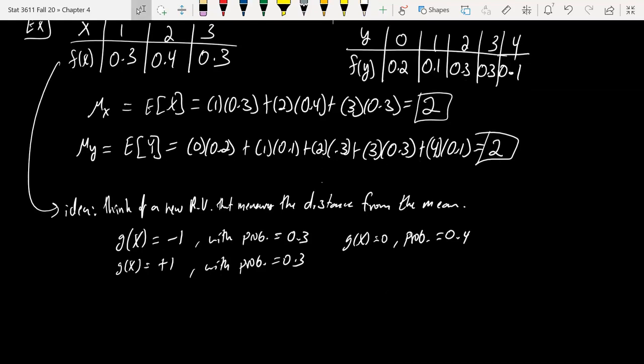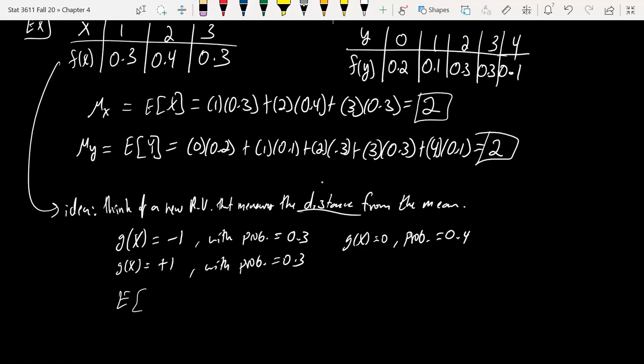All right. Now, if I'm talking about distance from the mean, I don't really care if I am to the left or the right of it, in terms of negatives. So what I'll do then is look at the expected value of the absolute value, maybe, in this case. The absolute value of g of x, if you will.